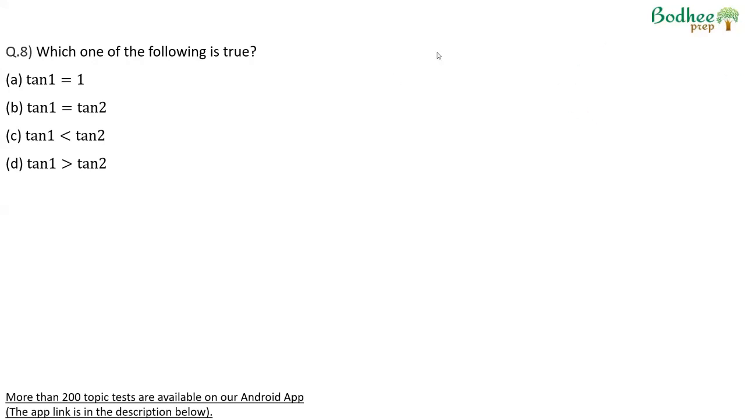Which of the following is true? Tan of 1 radian is 1. Tan of 1 radian is equal to tan of 2. Tan of 1 is less than tan of 2. Tan of 1 is greater than tan of 2.